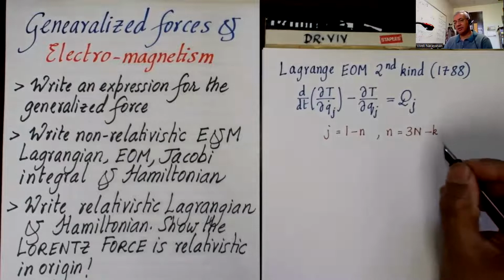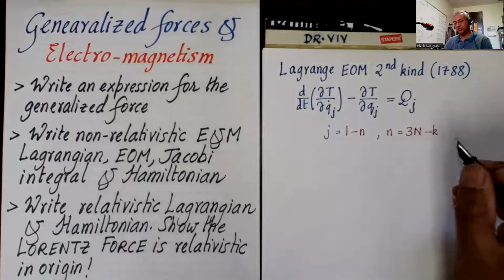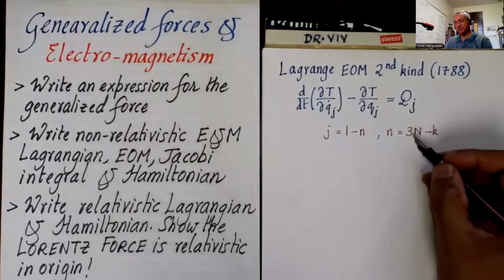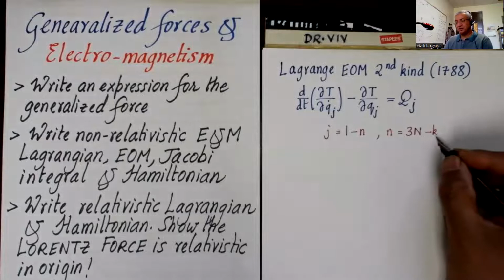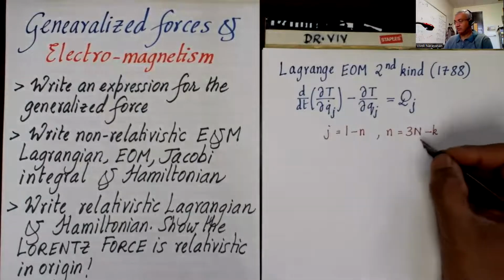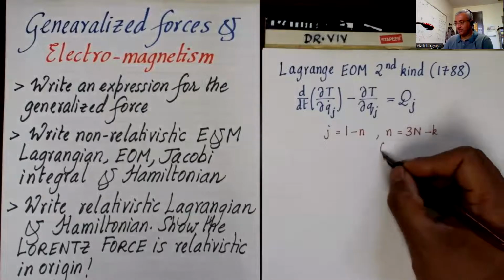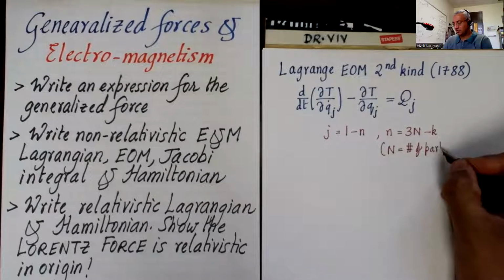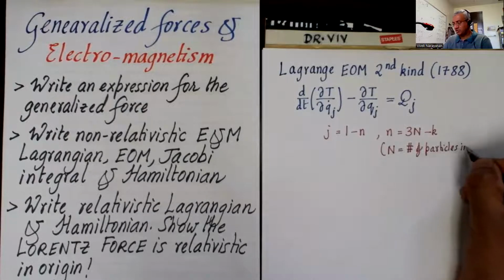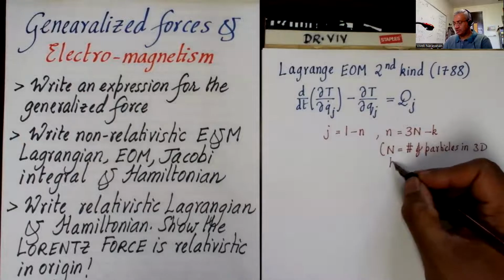So I'm thinking of N particles in 3 dimensions. N particles in 3 dimensions have 3N degrees of freedom in the position space or configuration space, which is what these qi's measure. k of these are tied up in constraints. So there are k constraint equations given by g_i's. So that's the count here. So I'll write here, N is the number of particles in 3D, and k is the number of constraints.